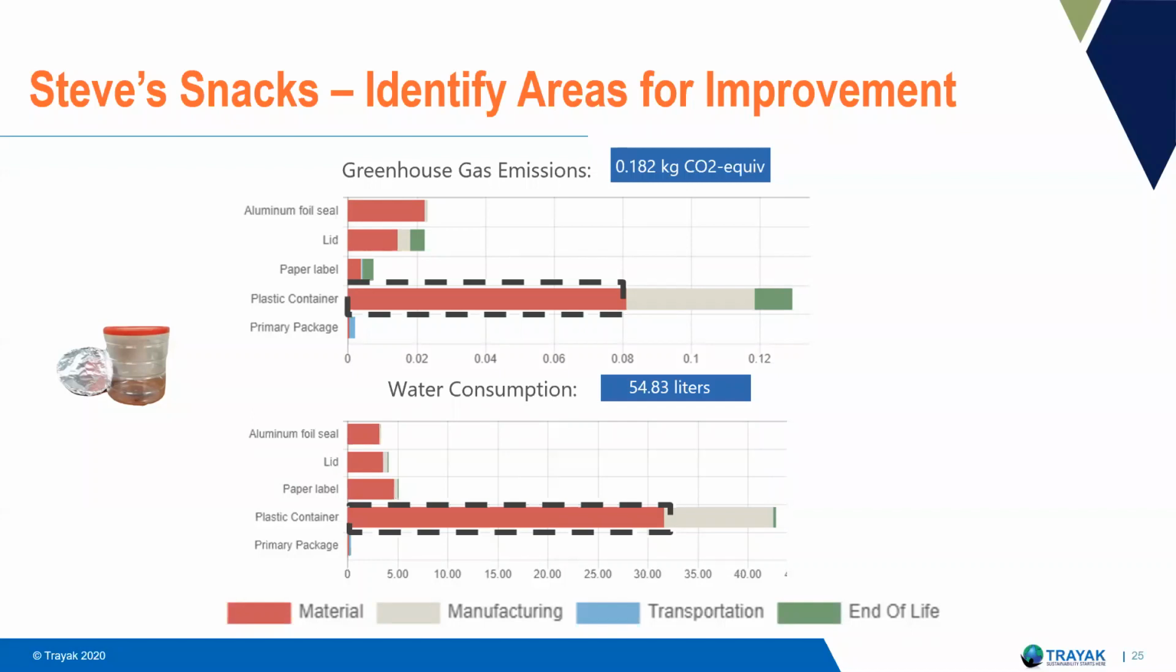And then again, I can look at water consumption. I can look at all of the 8 indicators to optimize. And it looks like my best design alternative would be to look at changing the material of our container. And so as a packaging designer, that's what I'm going to go forward with.